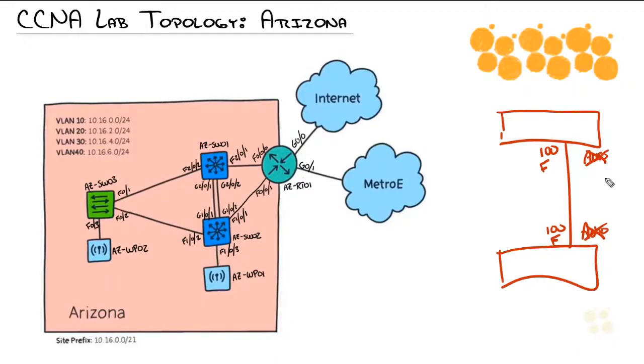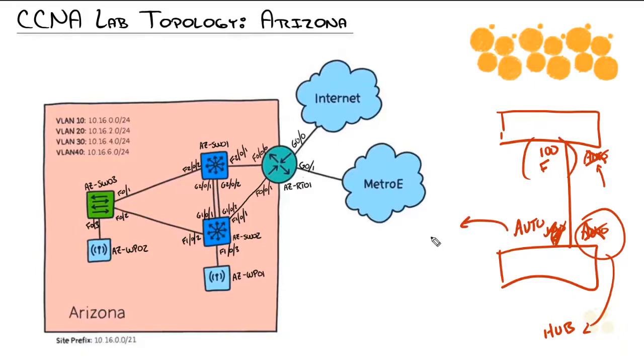The challenge was in how the auto-detect mechanism worked. Because it was designed in an era when hubs were the norm, the standards body said if one side is set to auto detect and it's not hearing from the other side, maybe because you turned it off, it will default to 100 megabit per second half duplex.